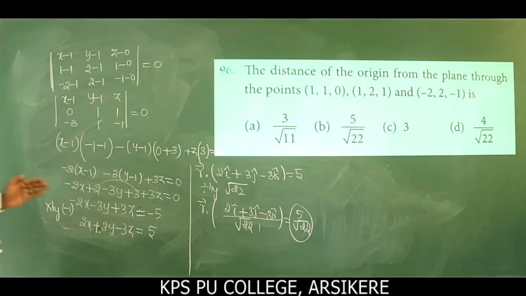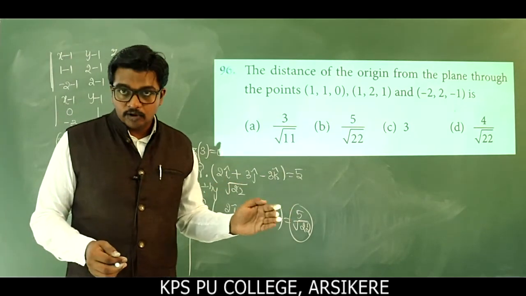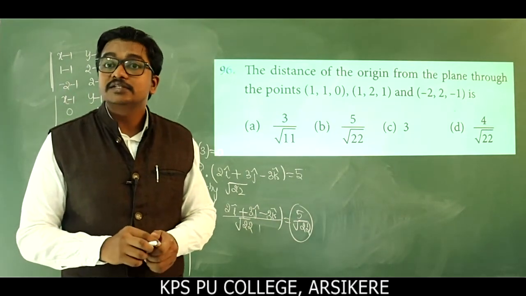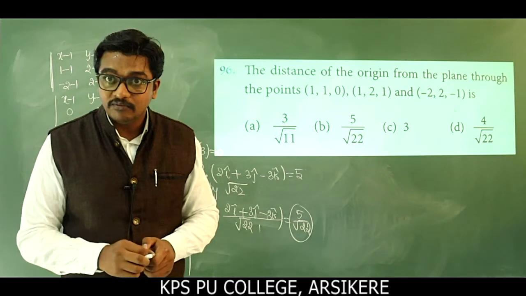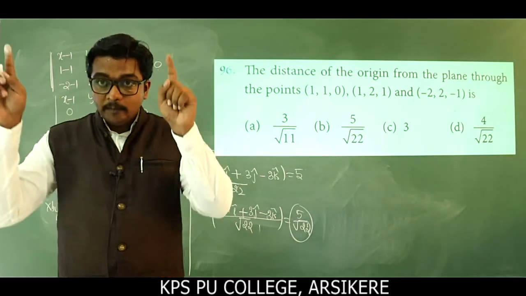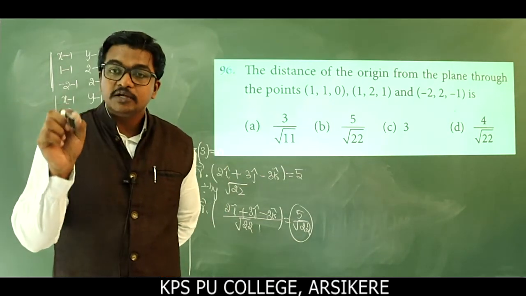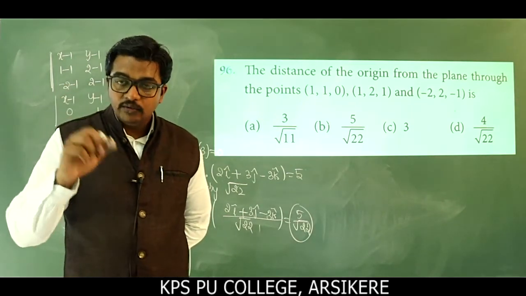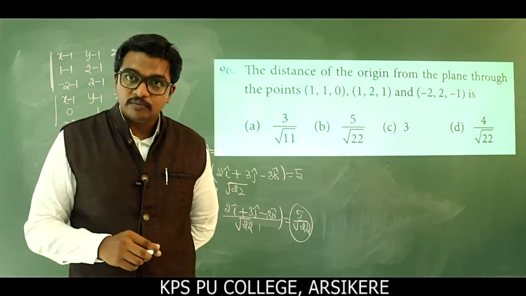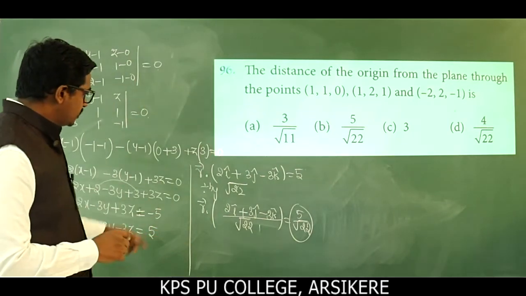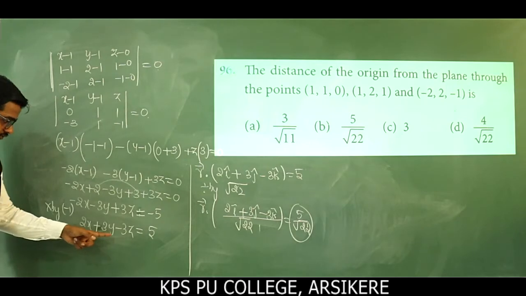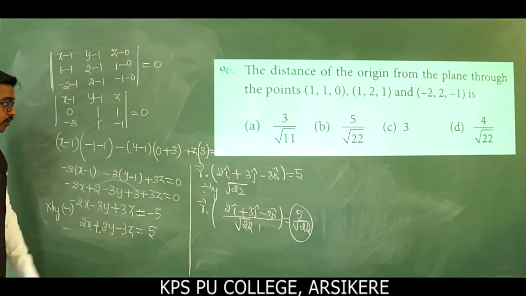And this problem can also be solved by using another method. Distance of the point from the plane is d equal to modulus of ax1 plus by1 plus cz1 minus d, divided by root of a square plus b square plus c square. So this is the equation of the plane, right? 2x plus 3y minus 3z is equal to 5.